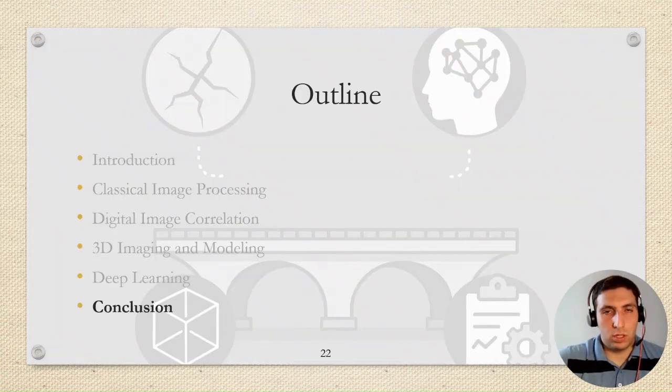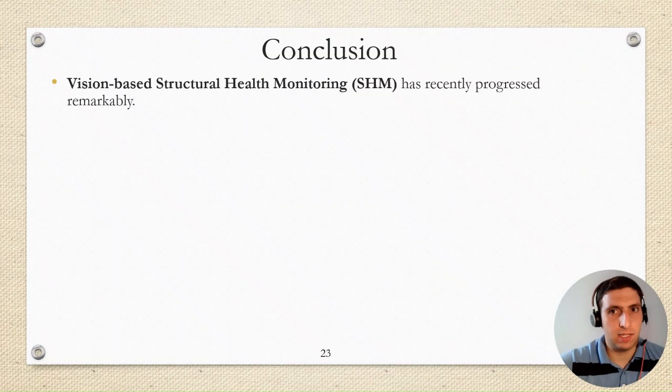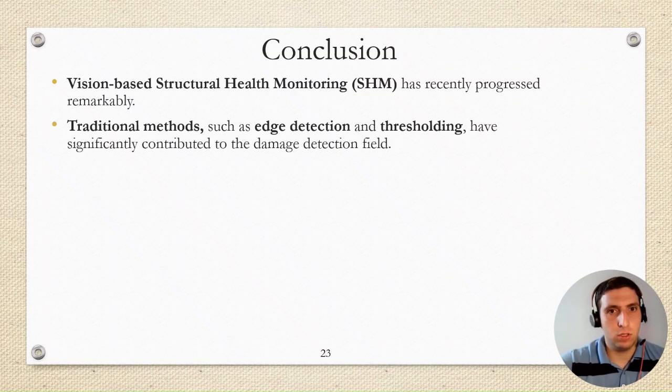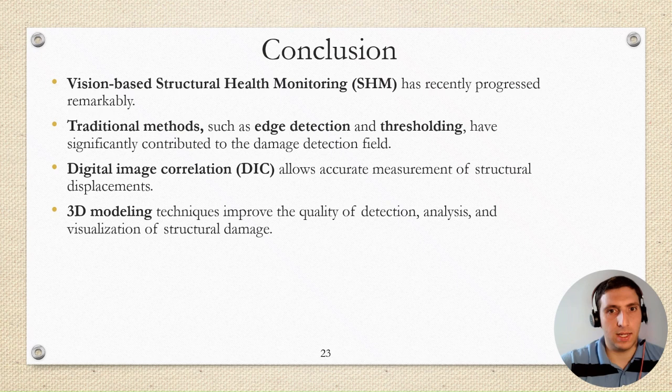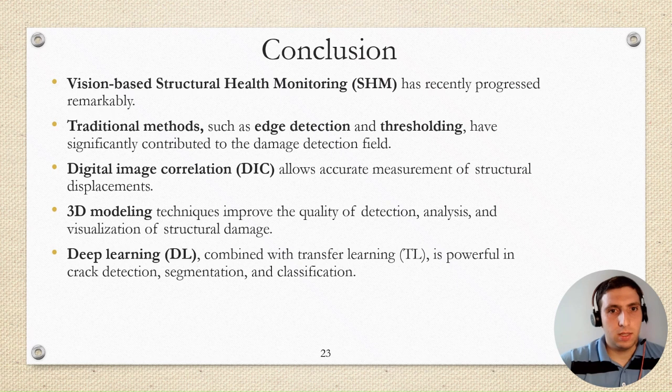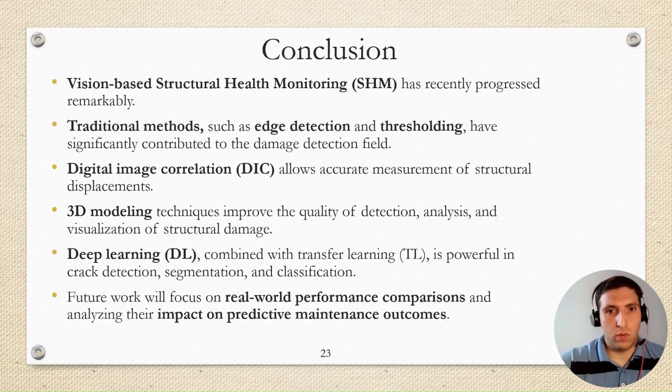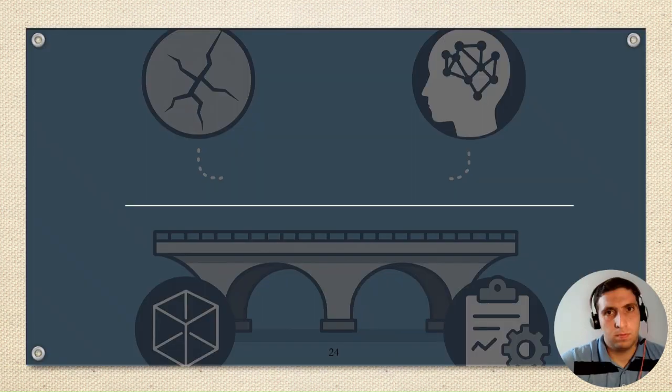Now we will move to the conclusion. Vision-based structural health monitoring has recently progressed remarkably. Traditional methods, such as edge detection and thresholding, have significantly contributed to the damage detection field. Digital image correlation allows accurate measurement of structural displacements. 3D modeling techniques improve the quality of detection, analysis, and visualization of structural damage. Deep learning combined with transfer learning is powerful in crack detection, segmentation, and classification. Future work will focus on real-world performance comparisons and analyzing their impact on predictive maintenance outcomes.